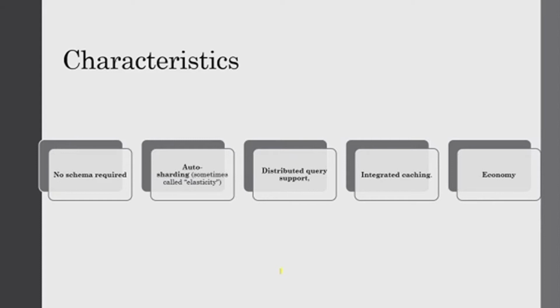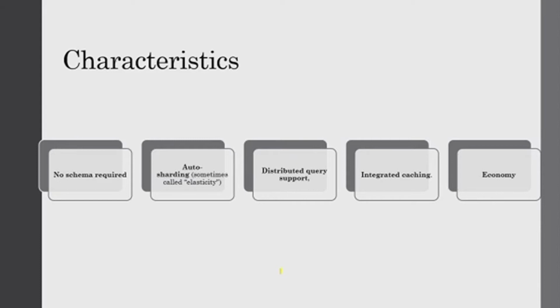The next is auto-sharding. Sharding is the process of storing data records across multiple machines. NoSQL databases usually support auto-sharding, meaning that they natively and automatically spread data across an arbitrary number of servers without requiring the application to even be aware of the composition of the server pool.